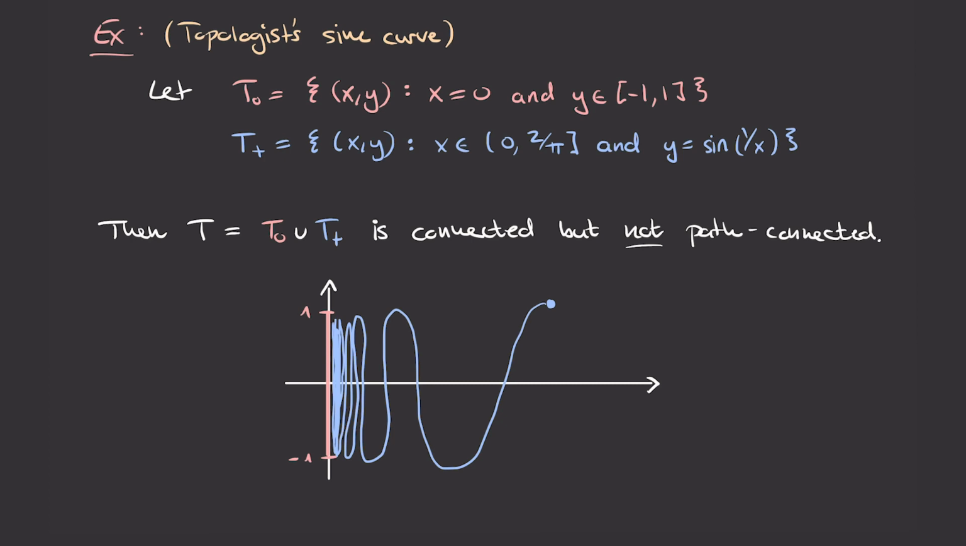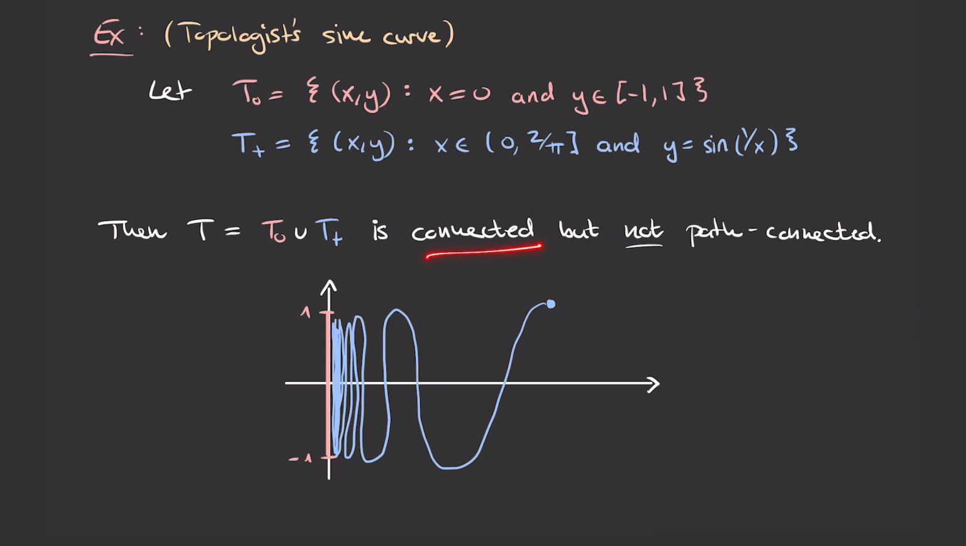Now the claim is that the union of these two subsets, so T0 union T+, which is what I've drawn down here, is a connected space, but not path-connected, and here we're viewing this subset with the subspace topology in R². So I'm not going to prove this in detail. You can think of this as an exercise and ponder it for yourself, but I'll just sketch the intuition for why this is the case.